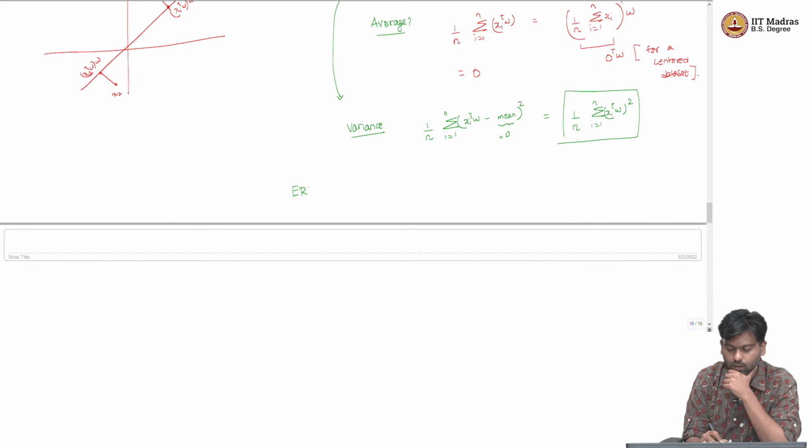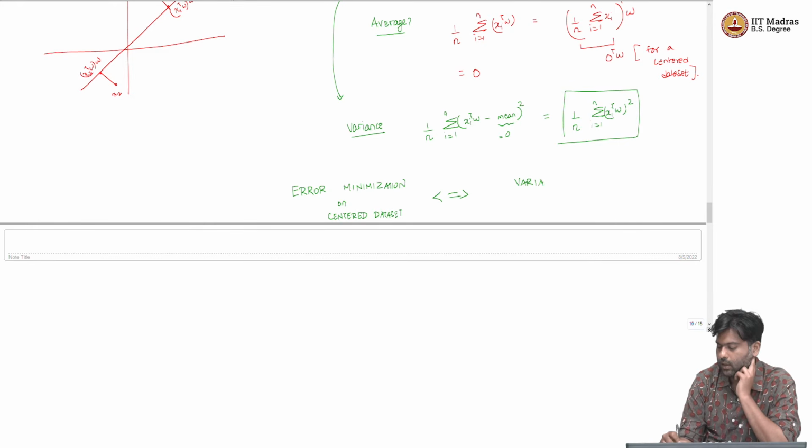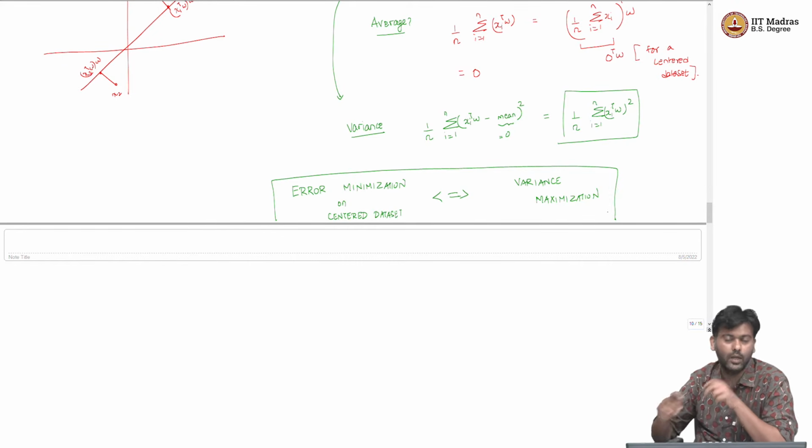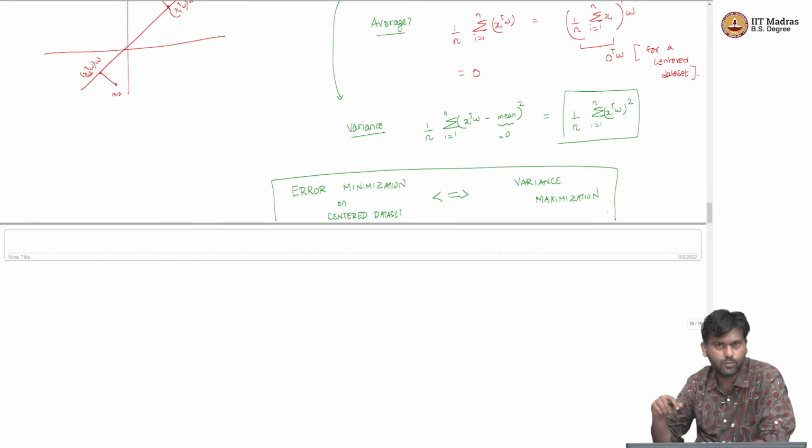So, basically we can conclude the following, right. Error minimization, which is what we started this algorithm with, on centered data, is equivalent to variance maximization. The centering is important because only then does the equivalence that we are putting out now hold, right. So, if you find a line where the error is minimum, then it is also the same line where the variance of these projected values is as high as possible, right.